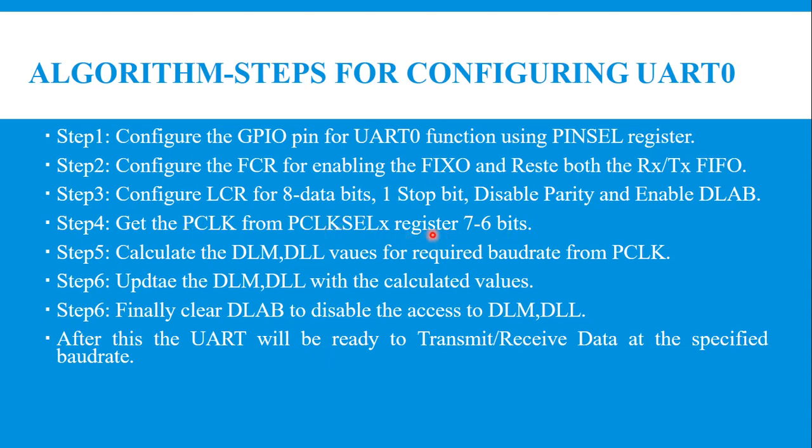Calculate the DLM and DLL values for the required baud rate from the peripheral clock, and then load the values into DLM and DLL. Finally, clear the DLAB bit to disable access to DLM and DLL. Otherwise, if the baud rate changes, then whatever character you type on the keyboard might not be received properly. These are the 6 steps we need to configure. After this, your UART will be ready to transmit or receive data at the specified baud rate.